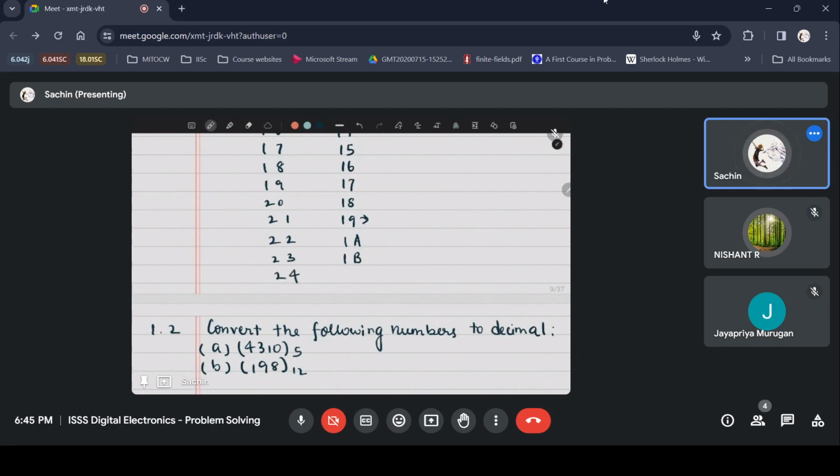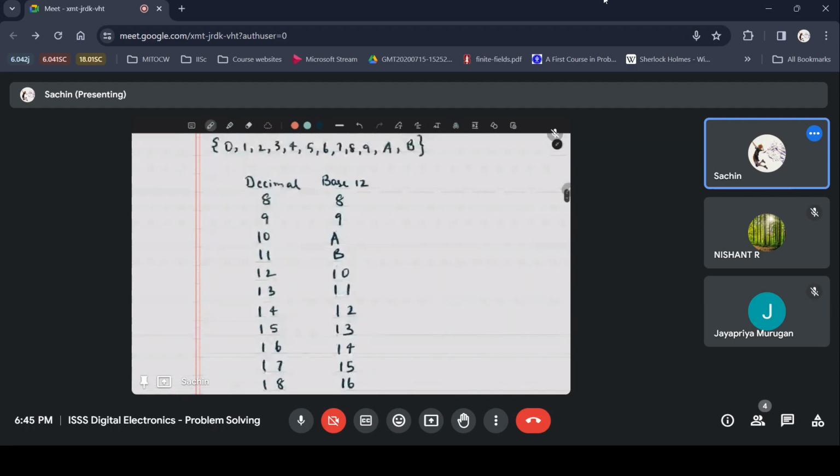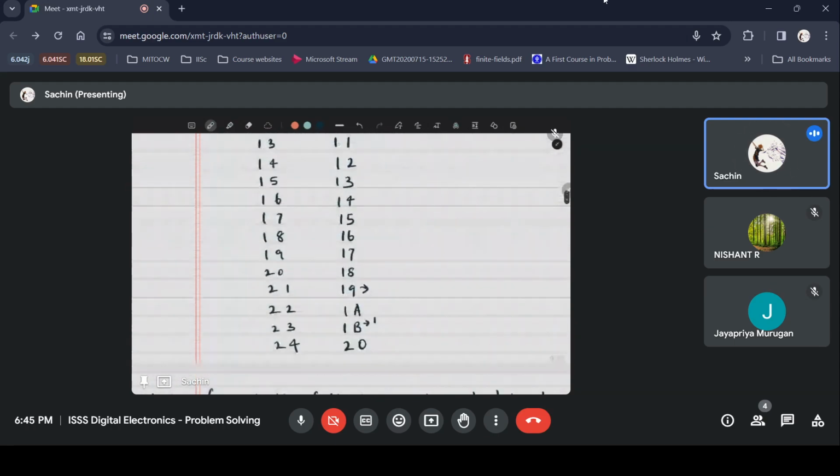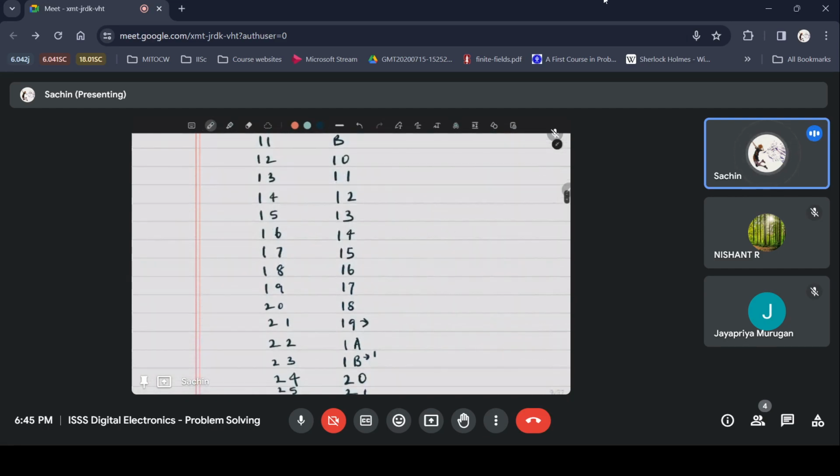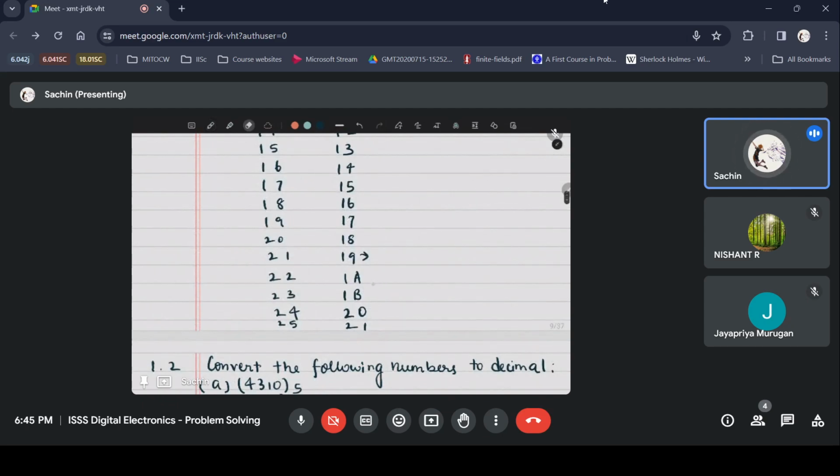Now 24, now more than B, you have to increase B by 1. That will be a 12, but you don't have a symbol for 12. So this is the 12th place. So that will change to 20. And okay, 25 will just be 21 and it will go on. So that's the way these numbers go.